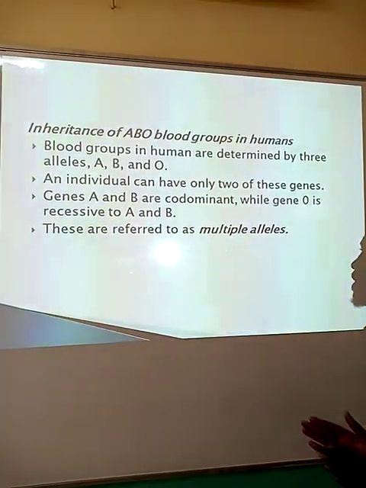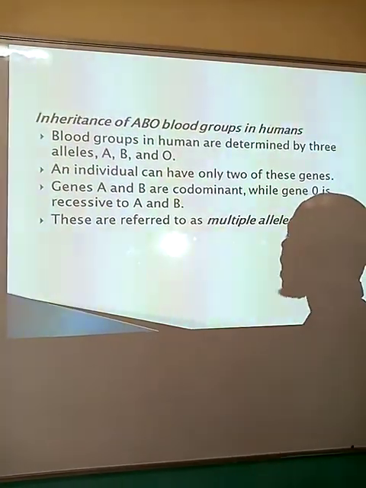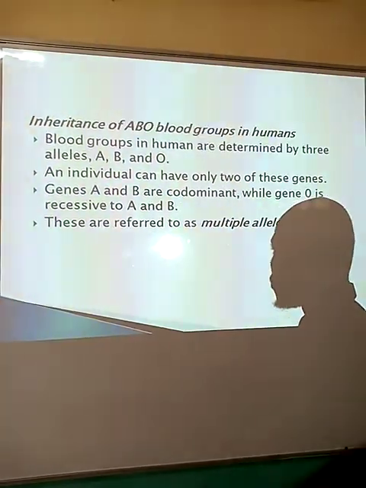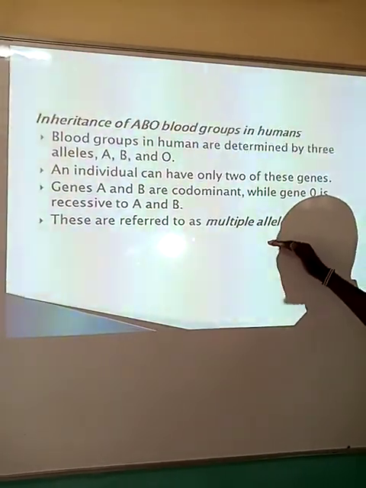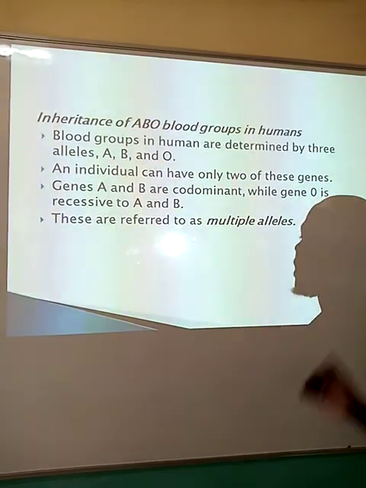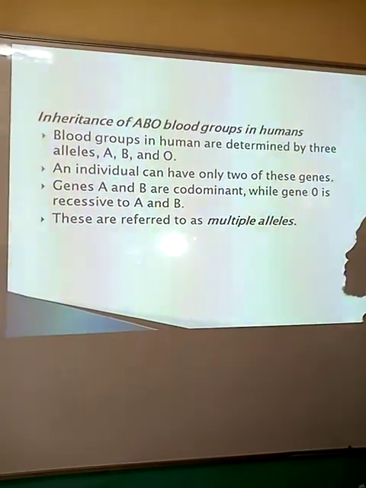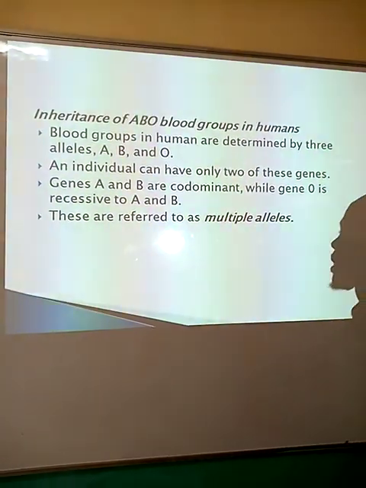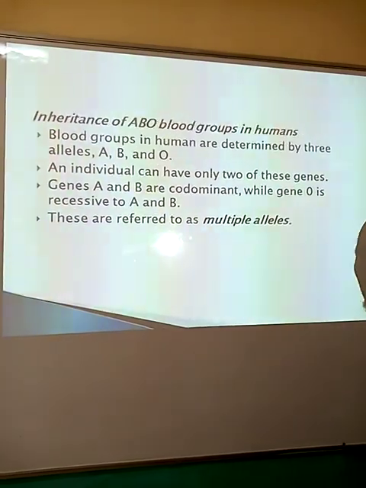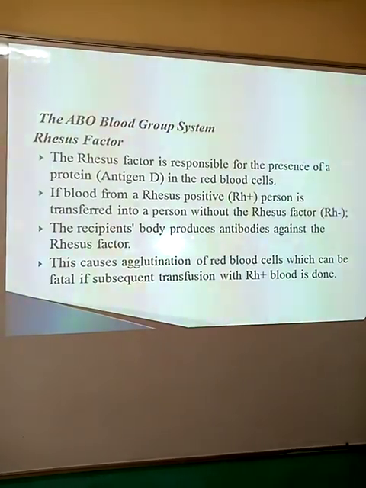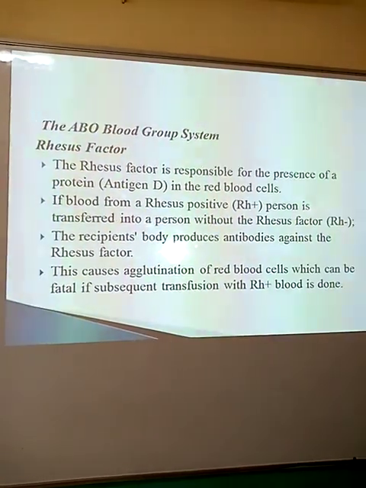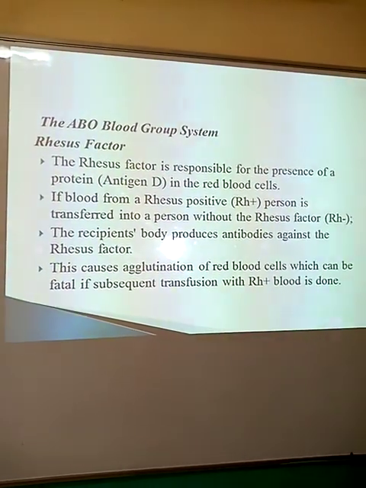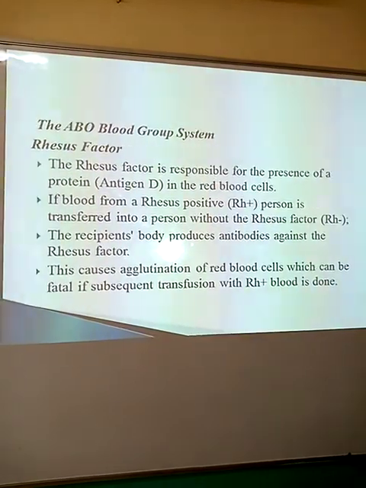Because these characteristics are determined by more than one allele, we refer to them as multiple alleles. So the ABO blood group is an example of a characteristic that is determined by multiple alleles. Now, in the ABO blood group system, we also have to look at what we call the rhesus factor.